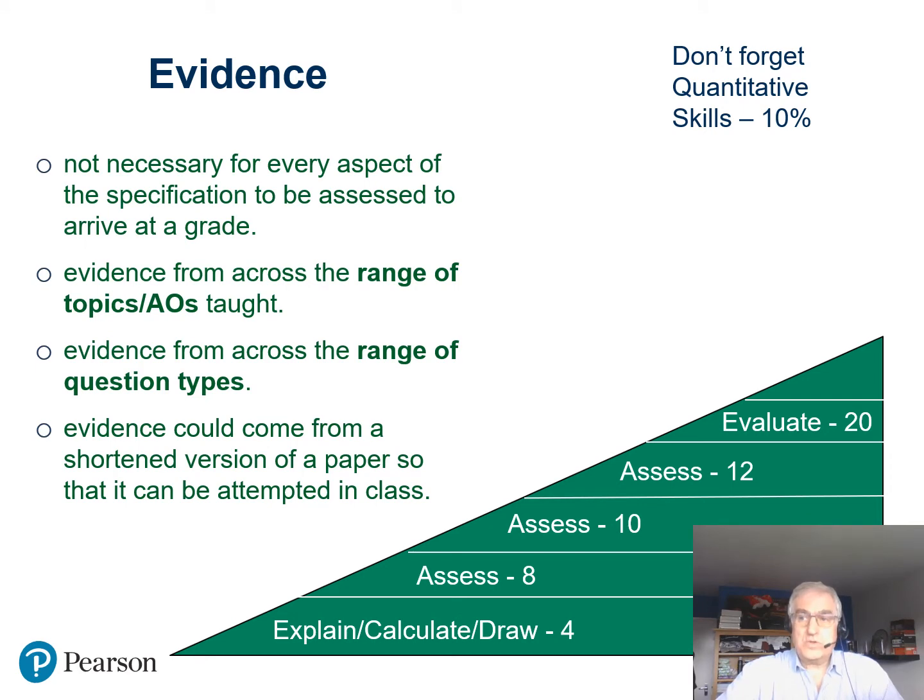When you're looking at what to assess, it's important that you get evidence from across the assessment objectives. And one of the ways of doing this is to make sure that you've used all of the command words. So, when you're designing the assessment evidence, try to make sure that you're using explain, calculate, draw, assess at 8, 10 and 12 marks, and evaluate. If you do this, you will ensure that all the command words and all the assessment objectives have been covered.